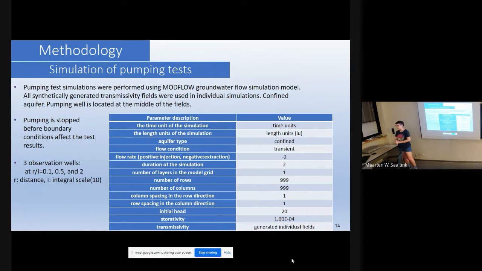Pumping test simulations were performed using the MODFLOW simulation model. All synthetically generated transmissivity fields were used in individual simulations. A confined aquifer is assumed, and the pumping well is located at the middle of the fields. Pumping is stopped before the boundary conditions affect the test results, and we put 3 observation points at r over I equals 0.1, 0.5, and 2. r is the distance from the pumping well, and I is the integral scale.